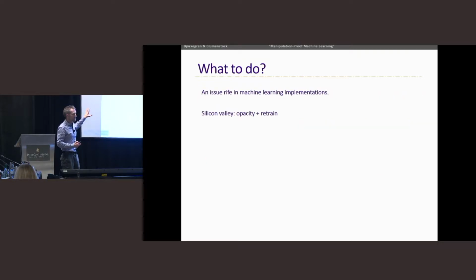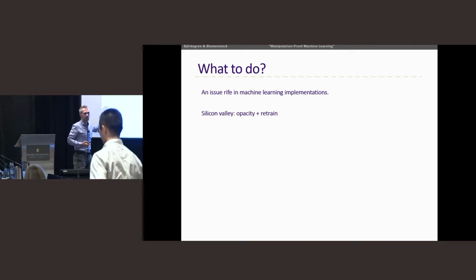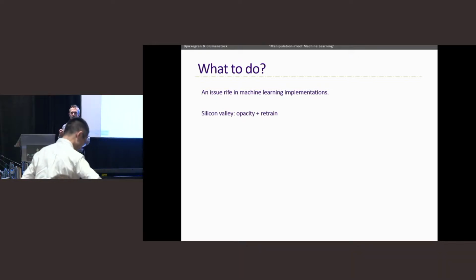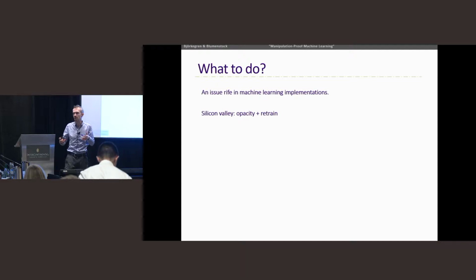So this problem of manipulation is problematic across many applications of machine learning already. And firms have figured out some way to deal with it so far. And we're going to call that the Silicon Valley approach, which is quite common. And this is to keep your algorithms hidden and secret so that people can't inspect them, and then periodically retrain them, because you realize that some information about their workings may eventually leak out.